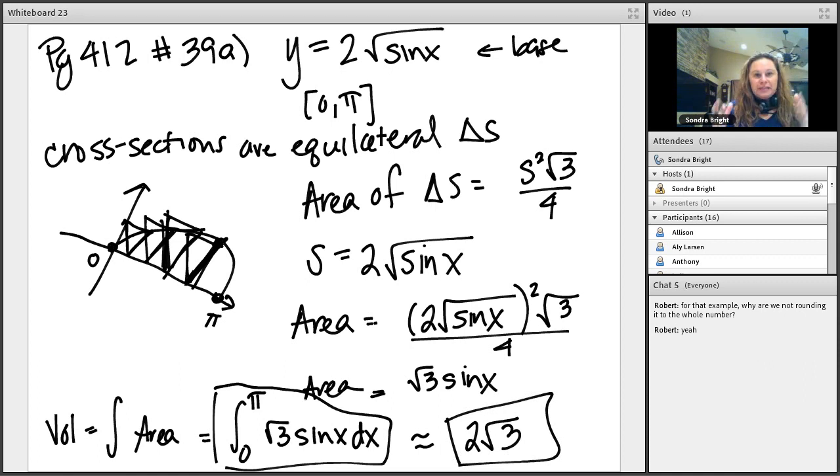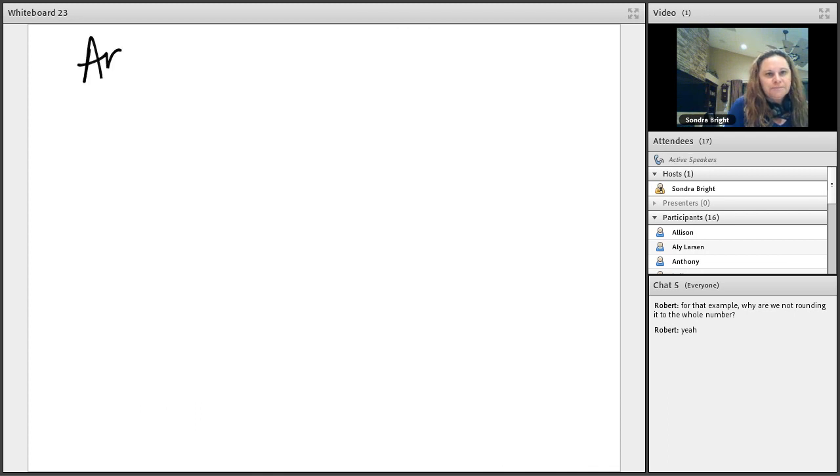This is exactly what you guys are doing for your projects, right? You've got some base, and then you've got cross sections that are either triangles or semicircles or squares and all of that. So make sure you know the area formulas. They're in your notes, but I did an example with equilateral triangles. It does not mean that's the one you're going to see on the test.